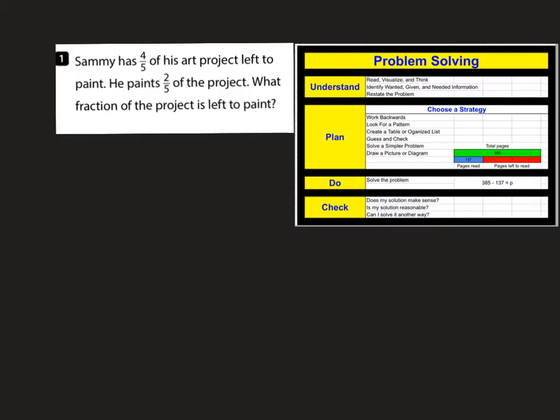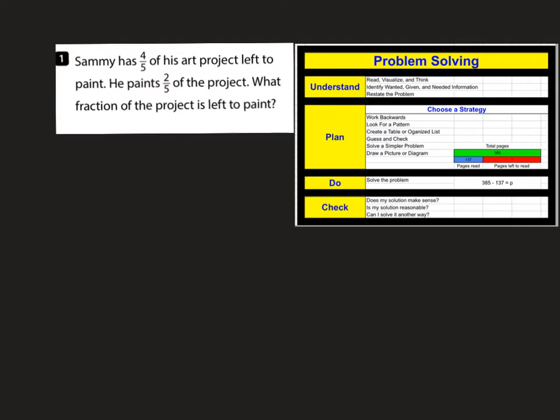Alright, remember we need to use our problem solving strategies, and that is UPDC. So understand the problem, plan what to do, do the problem, and check your work. So number one, Sammy has 4/5 of his art project left to paint. He paints 2/5 of the project. What fraction of the project is left to paint?